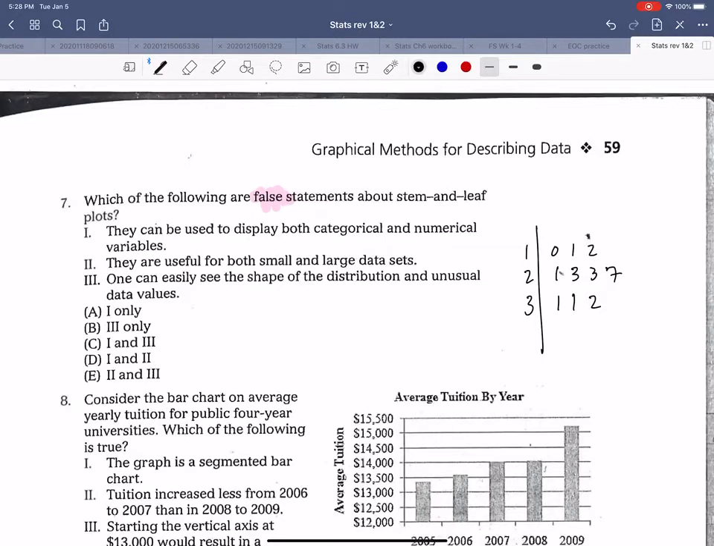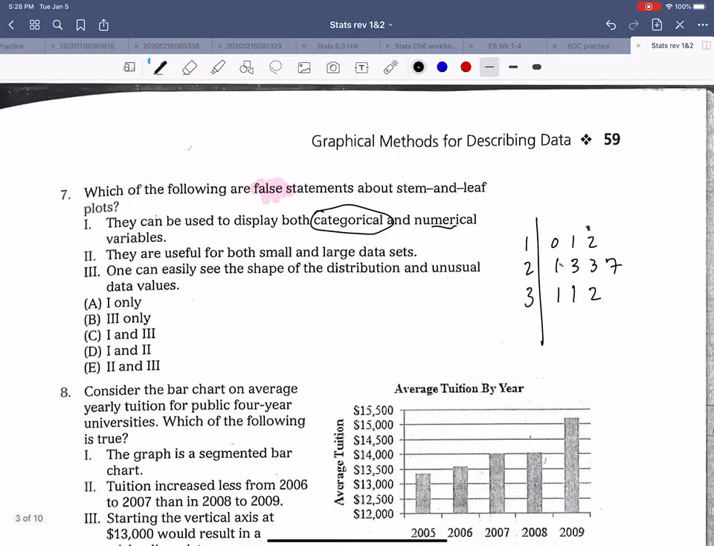They can be used to display both categorical. It's like, wait a minute, I can't put blue, green, yellow, violet on there. I can only display numerical. So this one has to be false. So I can't pick B and I can't pick E. Now it says they are useful for both small and large sets of data, and that's going to be false.